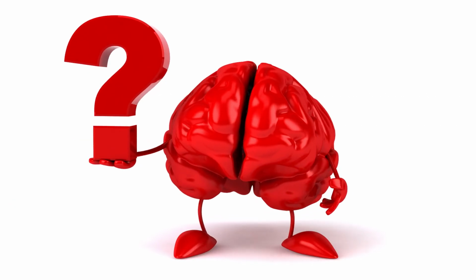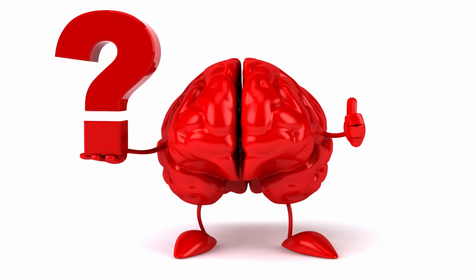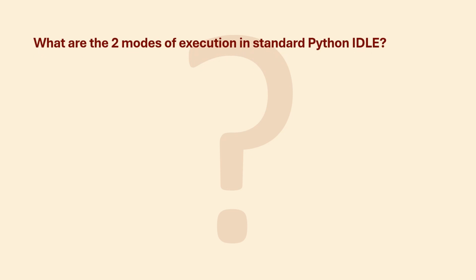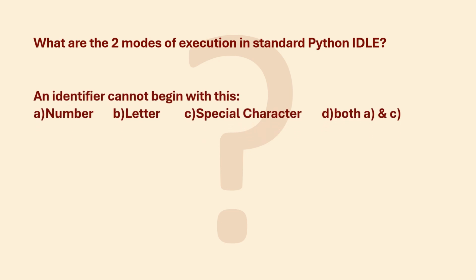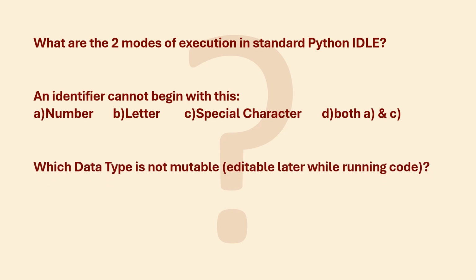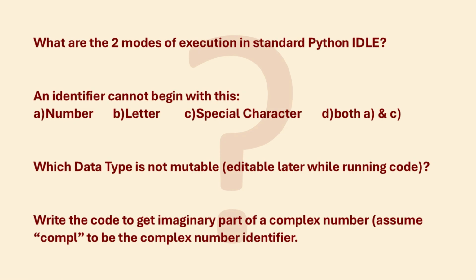Let's end this with a few questions. Of course, the first and correct comment will be pinned. First, what are the two modes of execution in IDLE? Second, an identifier cannot begin with, select the correct option. Question 3, data type which is not mutable. Lastly, type the code to get the imaginary part of a complex number. Assume COMPL to be the identifier.